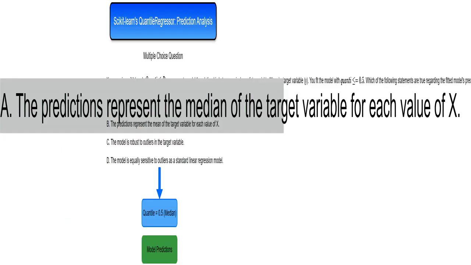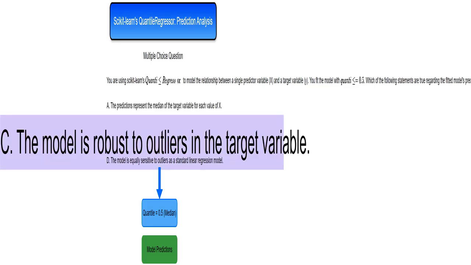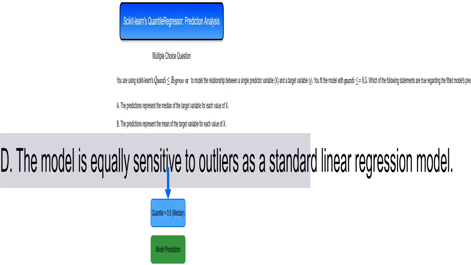This statement says that the QuantileRegressor predictions are the medians of y for each value of x. This statement says that the QuantileRegressor predicts the means of y for each x. This statement says the model handles outliers in the target variable well. This statement says the QuantileRegressor is as sensitive to outliers as a linear regression model.